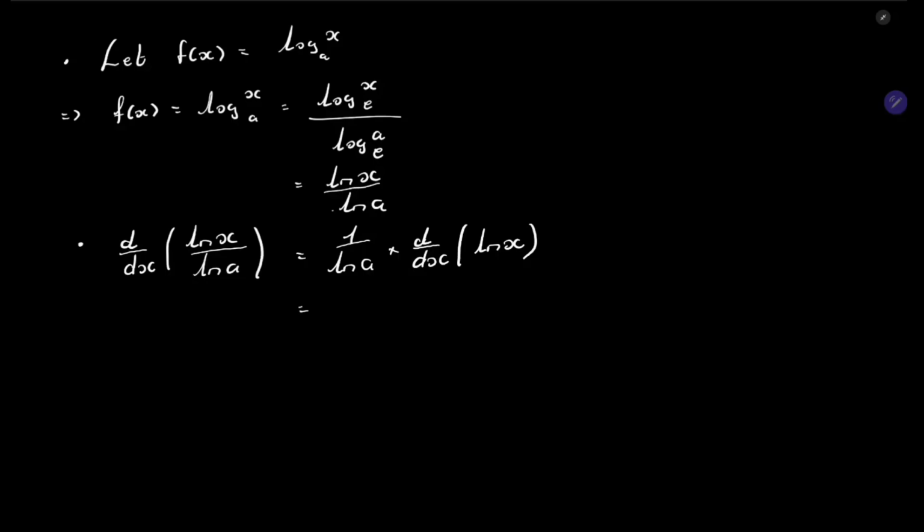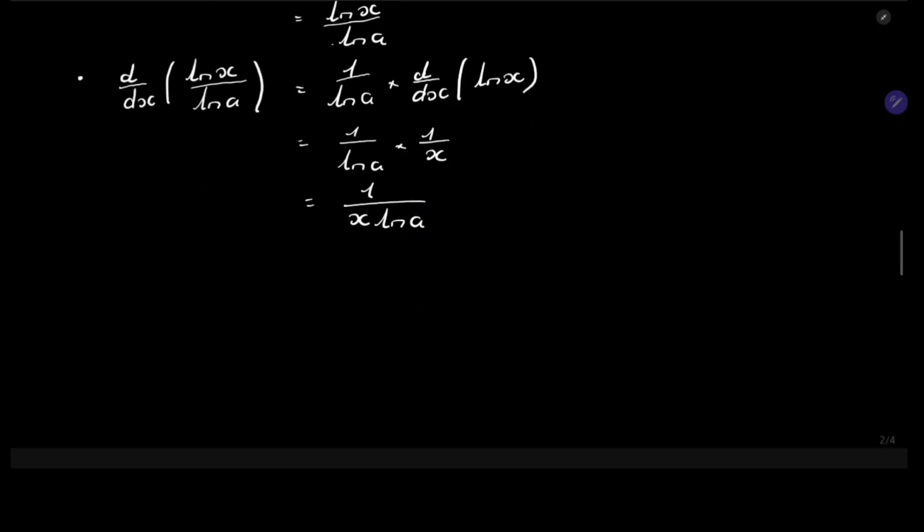From our first example, we know that the derivative with respect to x of ln x gives us 1 on x. So this tells us that the derivative of our function f of x in this case gives us 1 on ln a times 1 on x, which then simplifies to 1 on x ln a. So what can we then conclude from this? Therefore, the derivative with respect to x of any logarithmic function of the form log to the base a of x gives us 1 on x ln a.